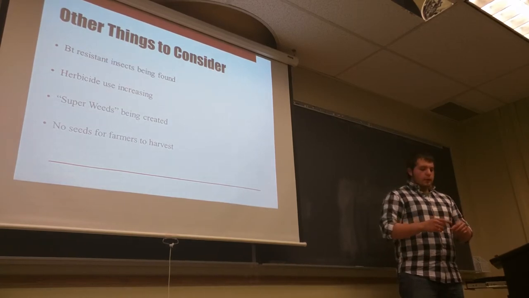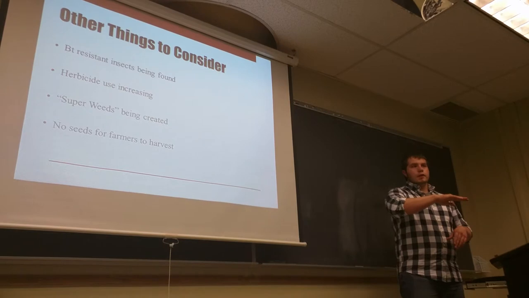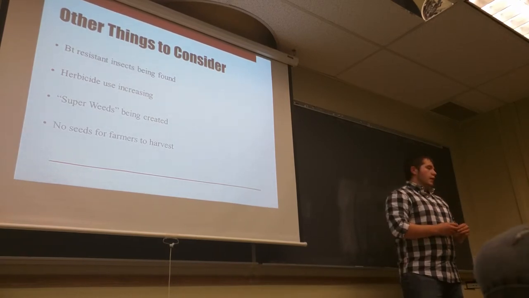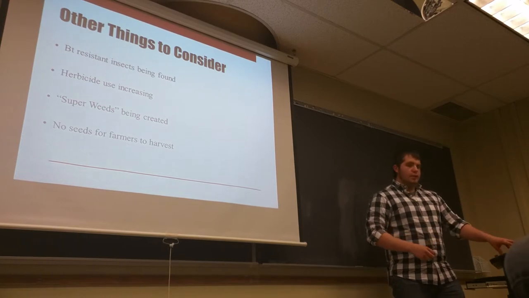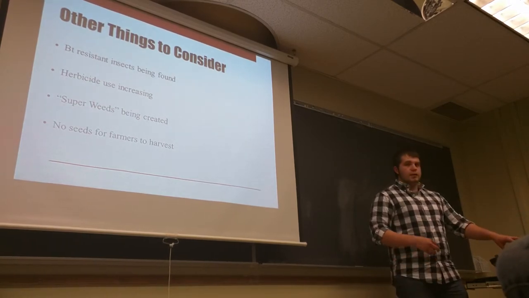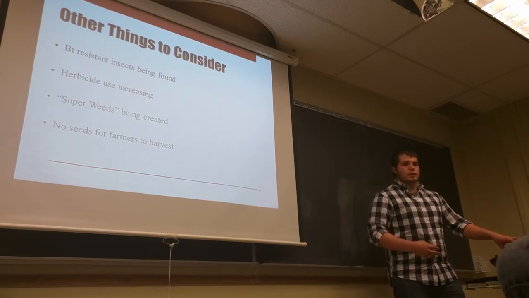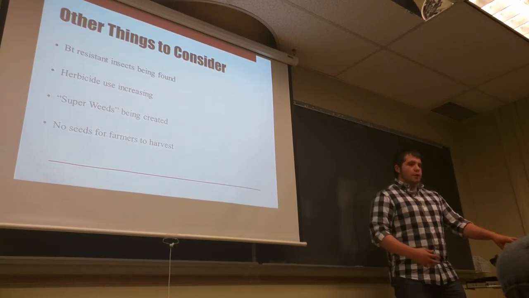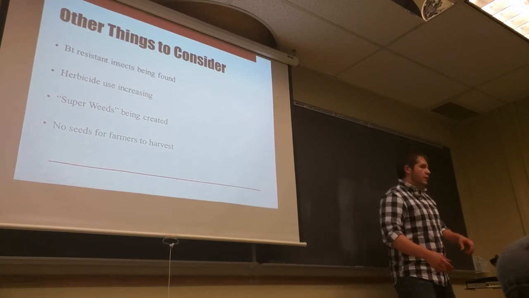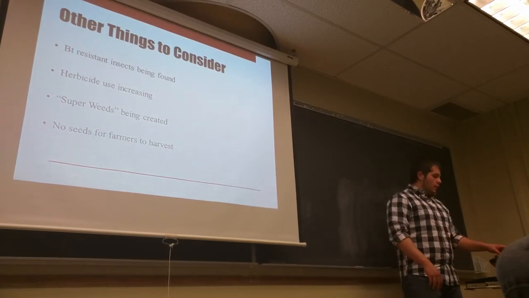But there's a yellow line on there, and it was steadily increasing since the introduction of GMOs. The reason that herbicide use has been increasing since we started using GMOs is because the weeds, just like insects, are starting to become resistant to it. So instead of a farmer having to spray his field maybe once a year, now they have to spray it 2 or 3 times a year just to keep up with the weeds because they're becoming so resistant.